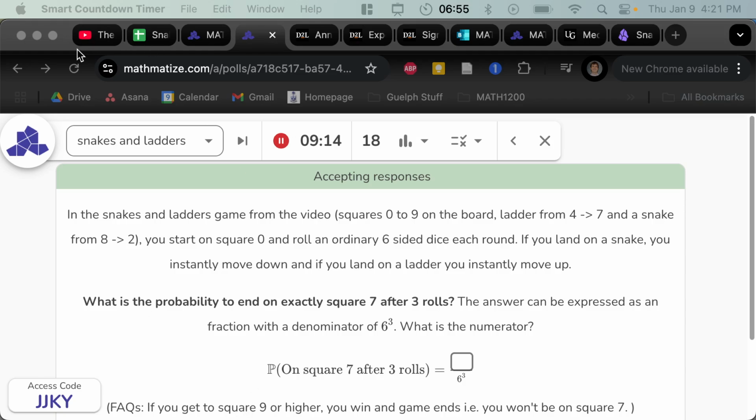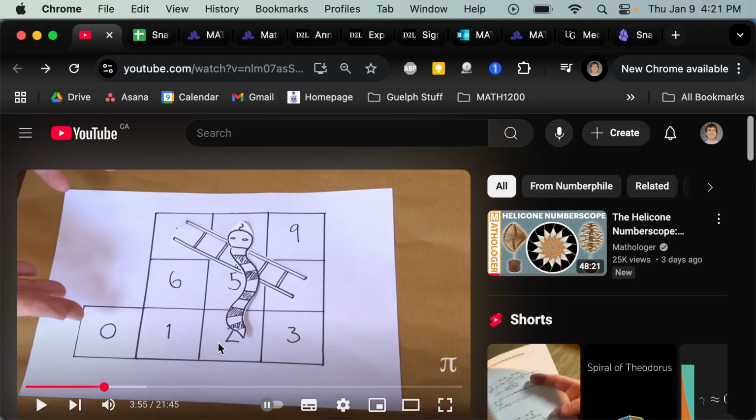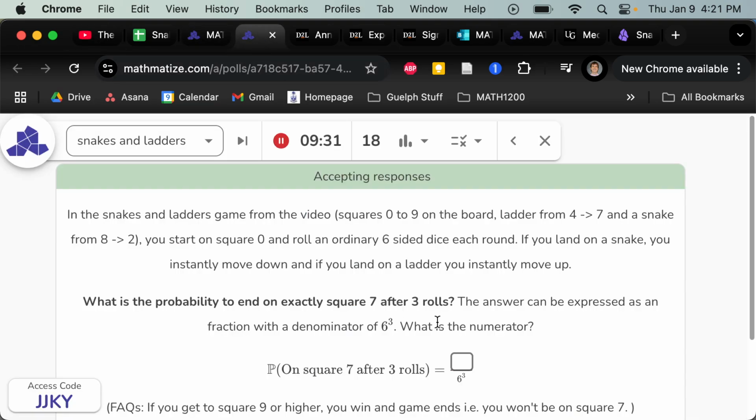Again, the question is, you are playing Snakes and Ladders with this specific board, and it's kind of a baby board, so we can calculate easily what's going on. There is exactly one ladder from 4 to 7. There's exactly one snake down from 8 to 2. And the question is, what is the probability that in 3 rolls you are exactly on square 7? So kind of a basic probability calculation.